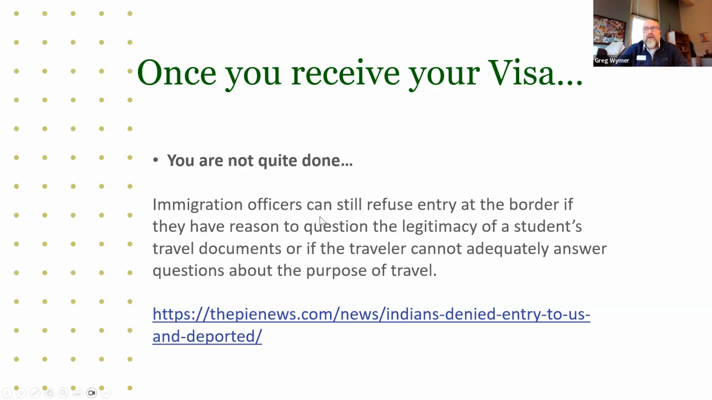Okay, so immigration officers can still refuse entry at the border if they have a reason to question the legitimacy of a student's travel documents or if the traveler cannot adequately answer questions about the purpose of travel. I had this happen one time where we had a student that was coming to pursue a graduate degree, but he was also going to be a graduate assistant and work with the athletic department to help coach the football team. So he said, well, I'm going to this particular institution to work as a football coach. Denied entry, he had to go home, okay?